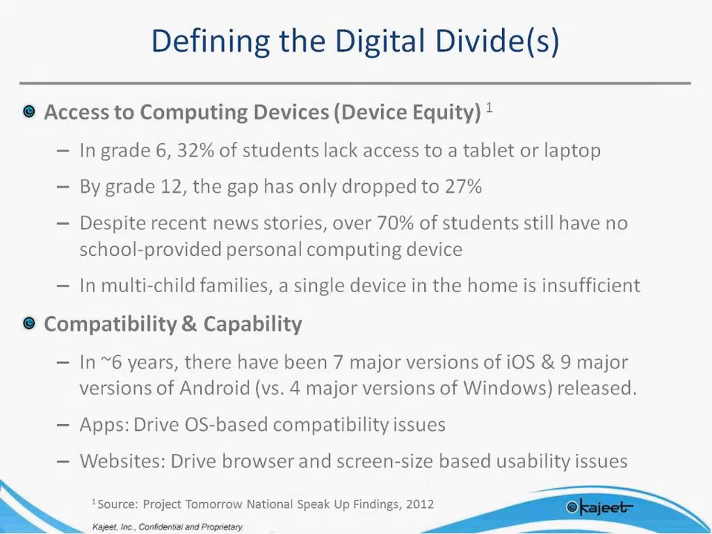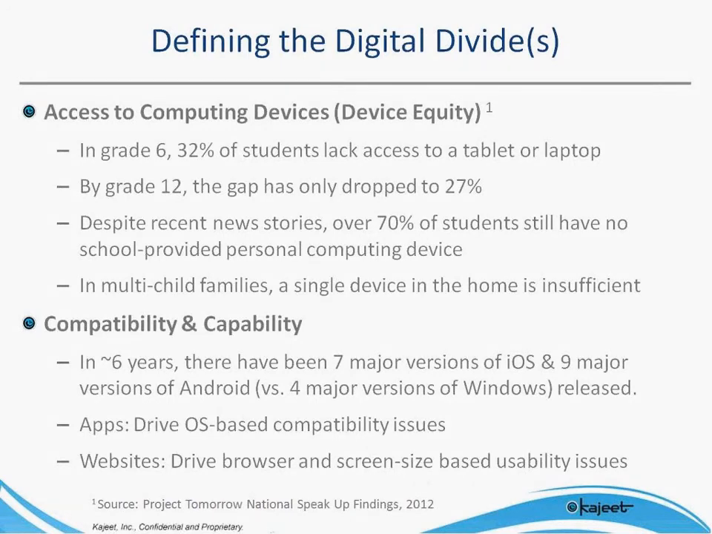There are stories in the news that focus on the deployment of one-to-one, and sometimes, if you're following education media, you may think, wow, this is happening everywhere. But in fact, over 70% of students still have no school-provided personal computing device. So while you see schools deploying devices out to students, the vast majority of students out there are still not getting a personal computing device from school.